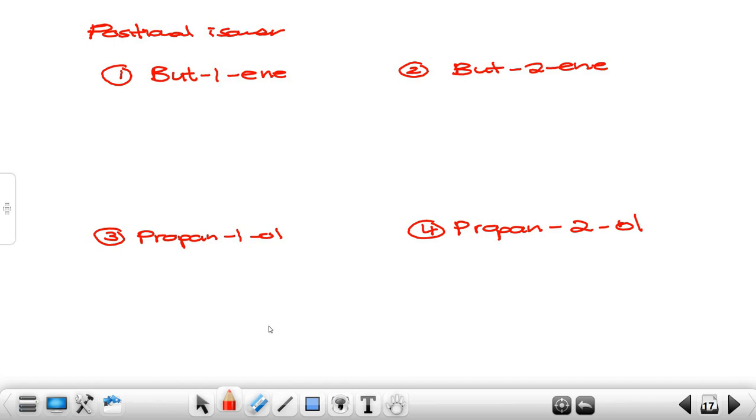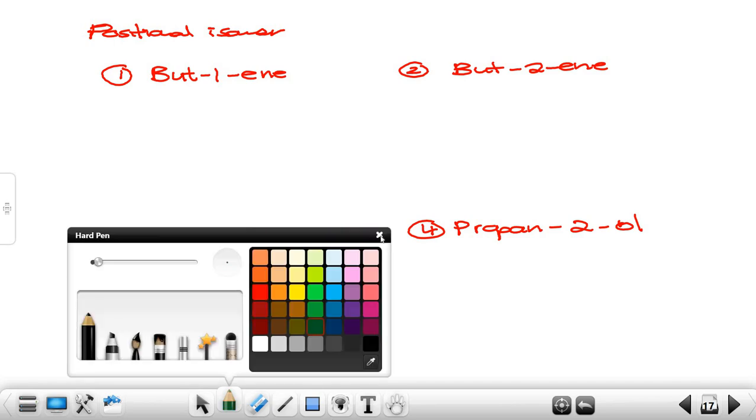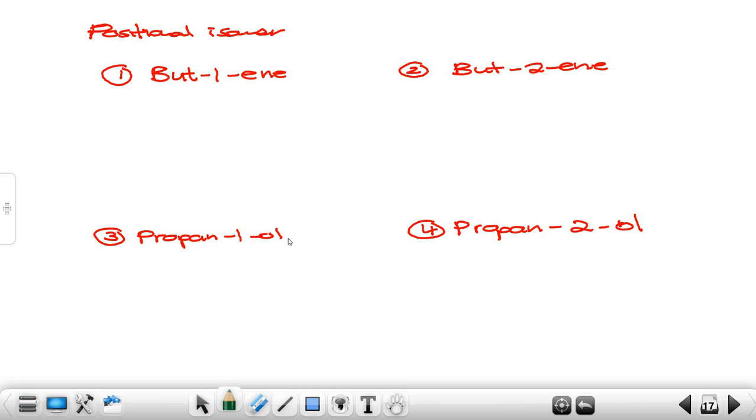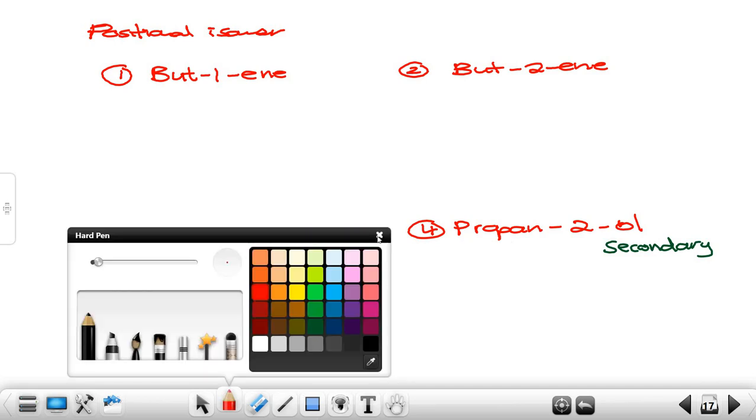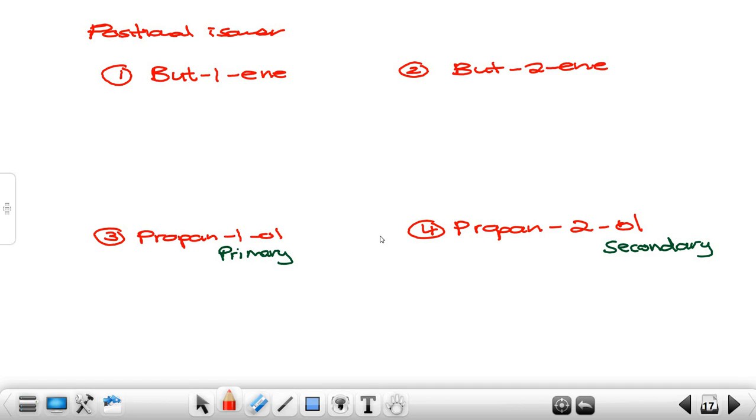Just to add some more content, I also want to remind you that when the OH is on the first carbon, it is a primary carbon, and this one, on the second carbon, is a secondary carbon. It would be tertiary if it had maybe methylpropan, so the presence of the methyl would then make it an advanced structure, tertiary.